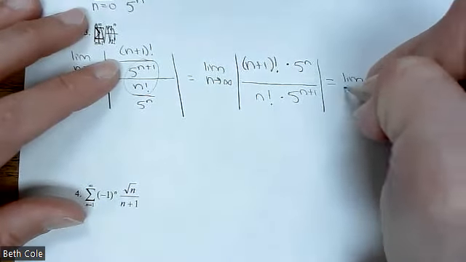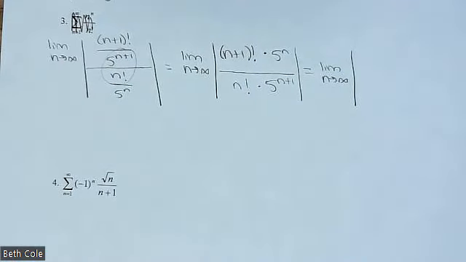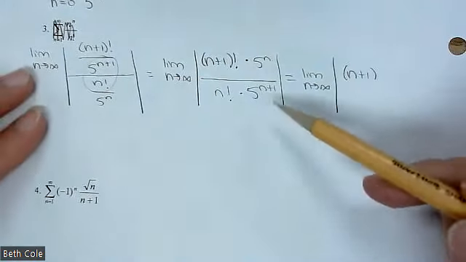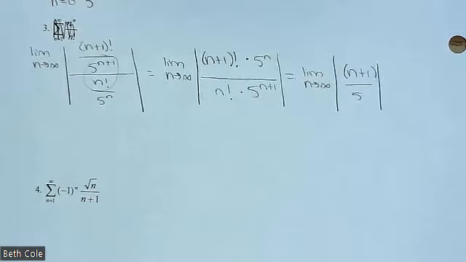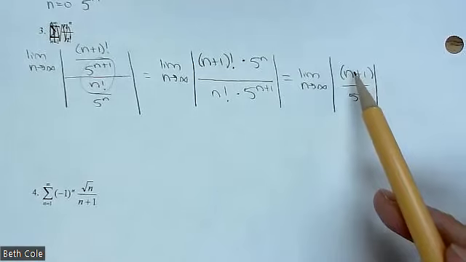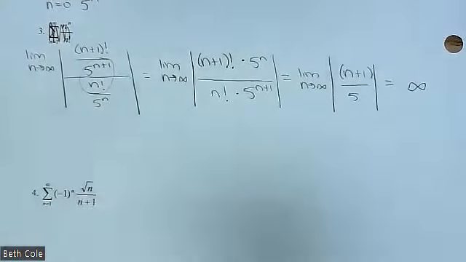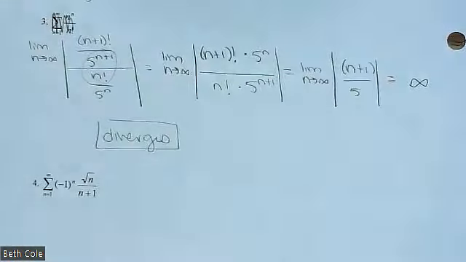And now we're going to cancel stuff out. So looking at the factorials, what's left and where does it go? Good, n plus 1 will be on the top. And then for the 5s, there's one 5 left, which will go on the bottom. And then you evaluate the limit. So as n goes to infinity, this numerator is going to get bigger and bigger, so this goes to infinity. And so your conclusion is diverges by ratio test.